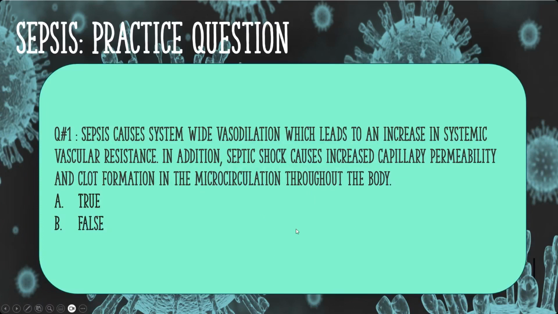Question number 1. Sepsis causes system-wide vasodilation, which leads to an increase in systemic vascular resistance. In addition, septic shock causes increased capillary permeability and clot formation in the microcirculation throughout the body. True or false? Yeah, very good. True.